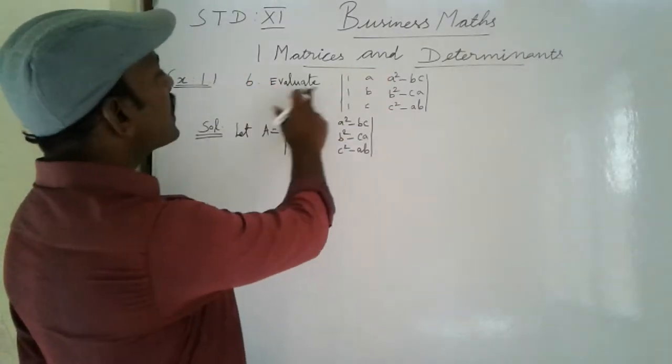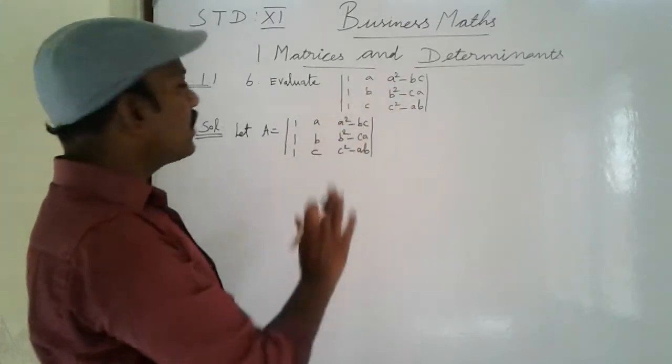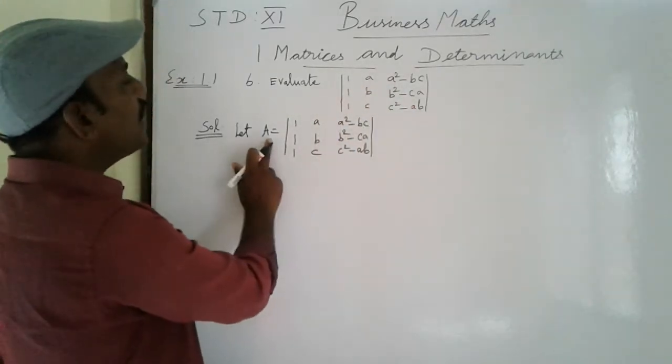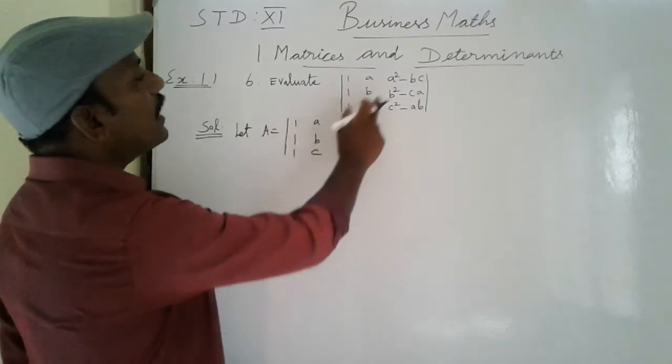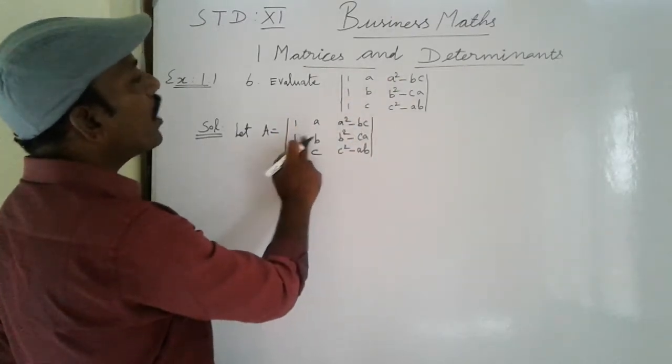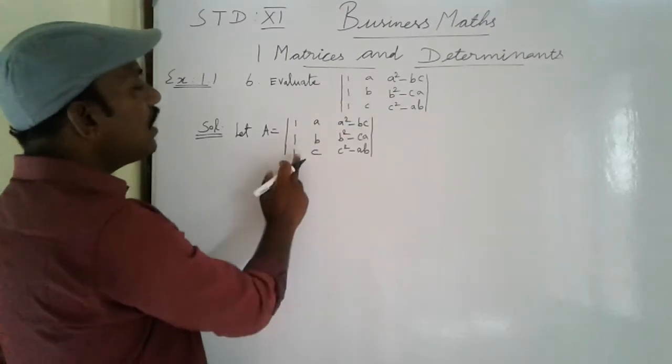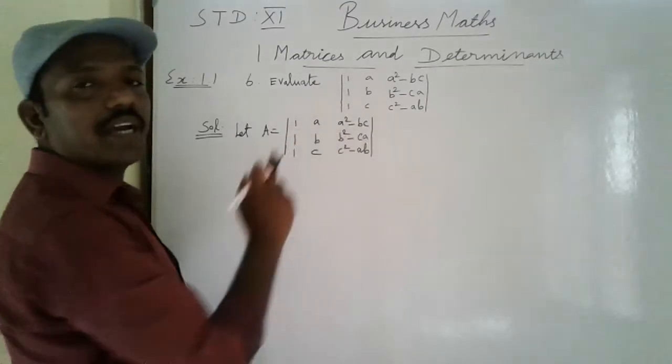Exercise 1.16 sum. Evaluate the given determinant. Let A equal to the solution. Let A equal to the first row 1, a, a square minus bc; second row 1, b, b square minus ca; third row 1, c, c square minus ab.